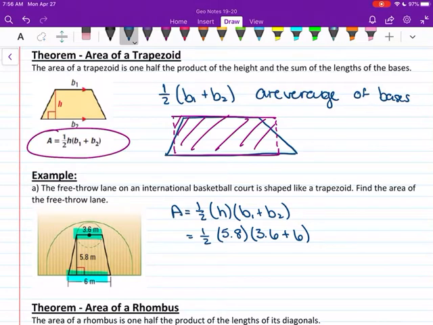When I plug all that into my calculator, I am going to get 27.84. And since we're measuring area, that is going to be meters squared.